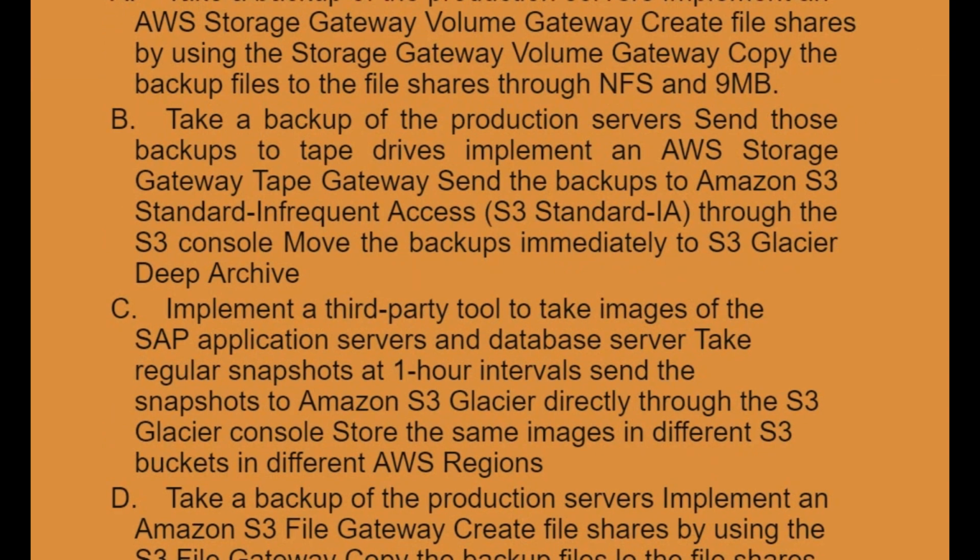Option C. Implement a third-party tool to take images of the SAP application servers and database server. Take regular snapshots at 1 hour intervals. Send the snapshots to Amazon S3 Glacier directly through the S3 Glacier console. Store the same images in different S3 buckets in different AWS Regions.